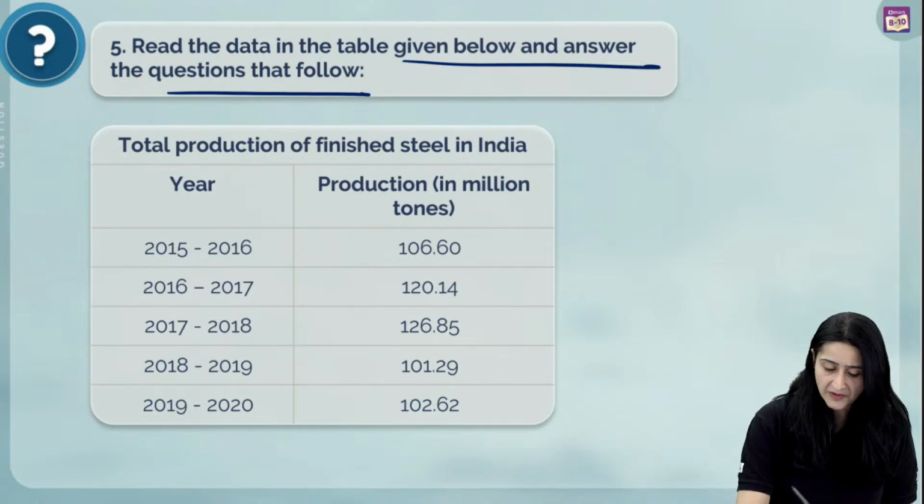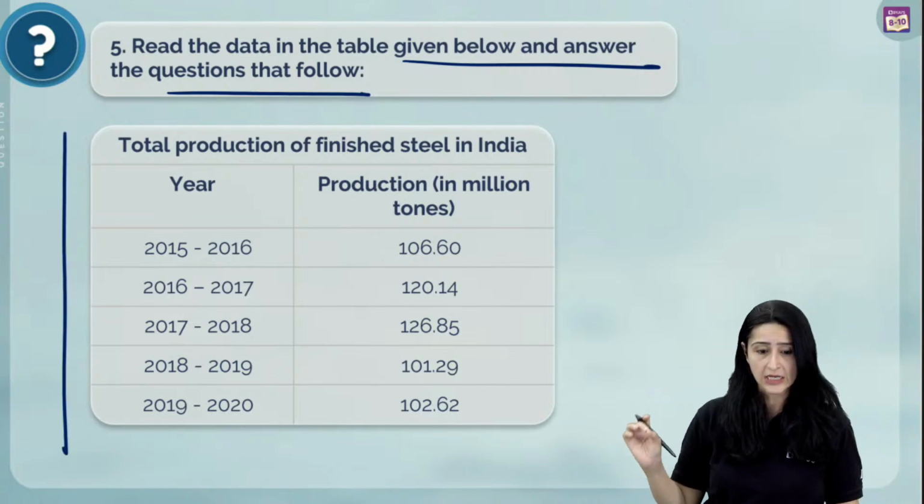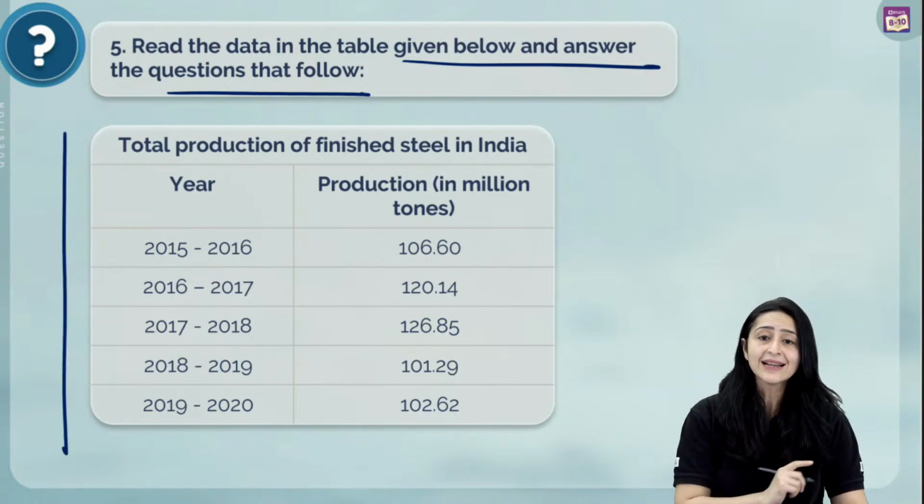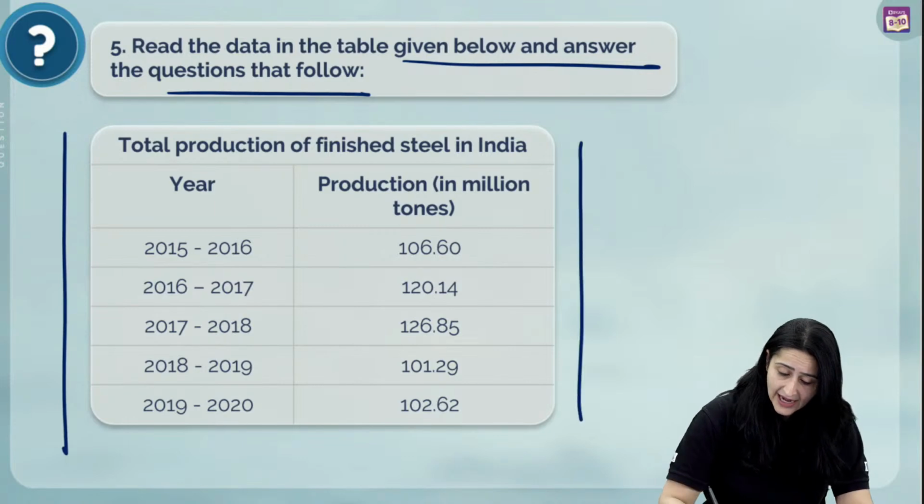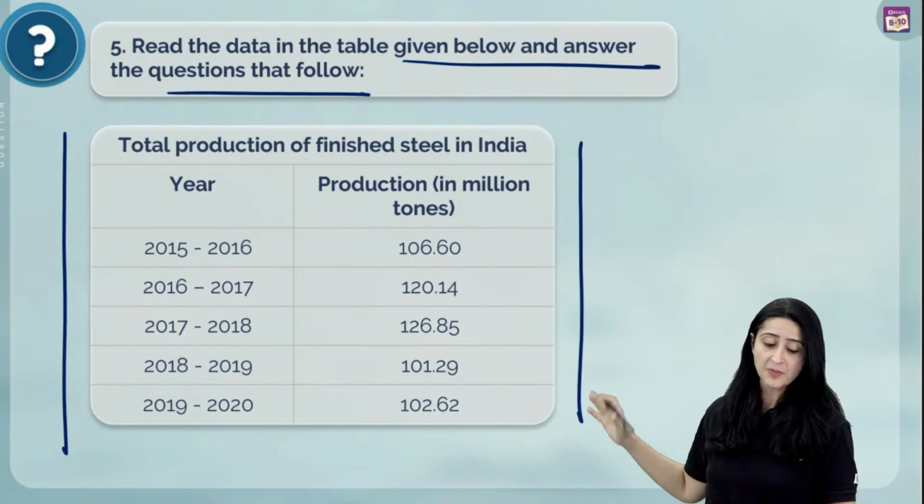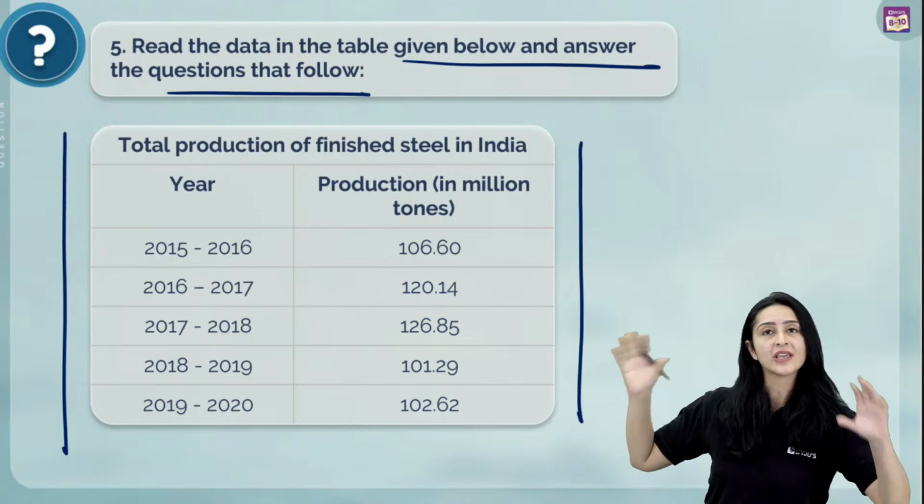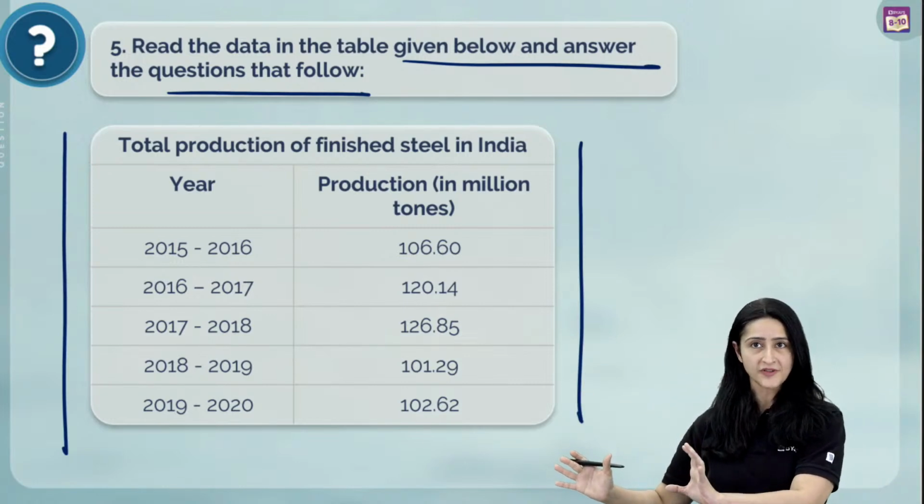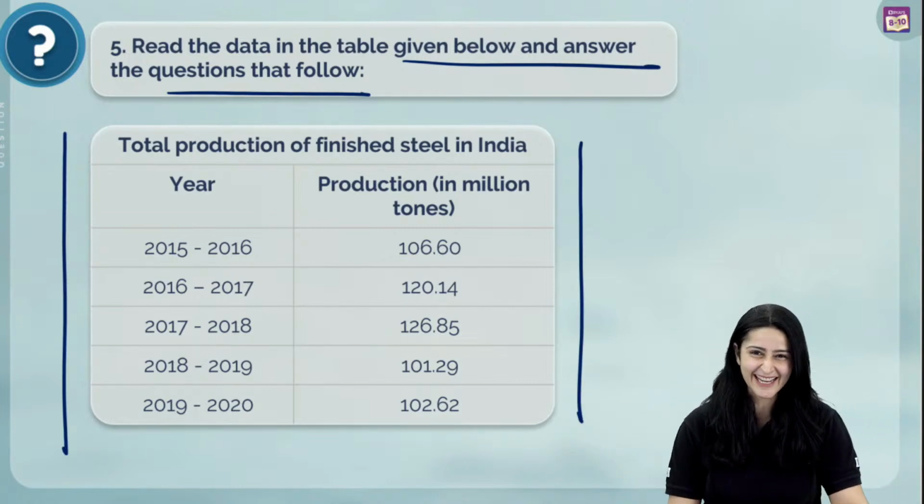Now in this table, what have we been given? On one side we've been given the year, all the various years, and the idea on the other side is to give the production, which is the production in million tons, right? So each year and the corresponding production of steel.